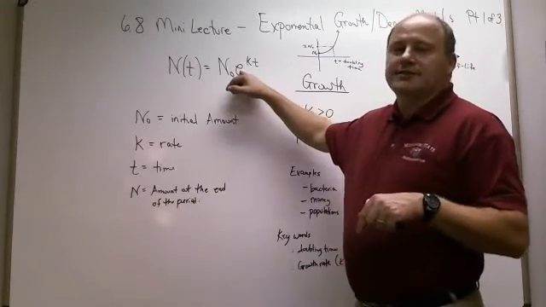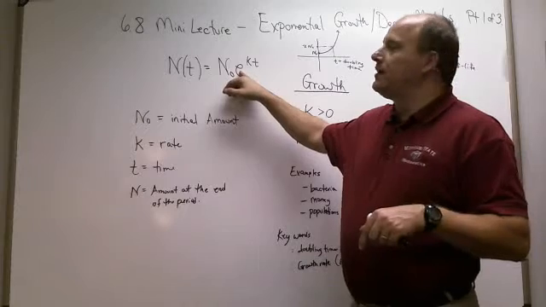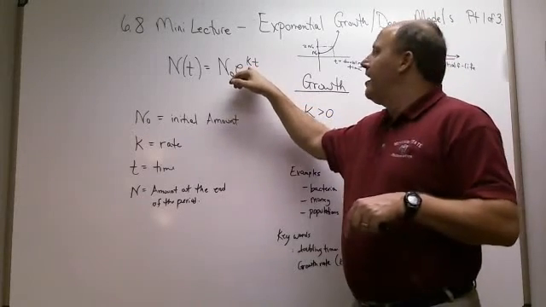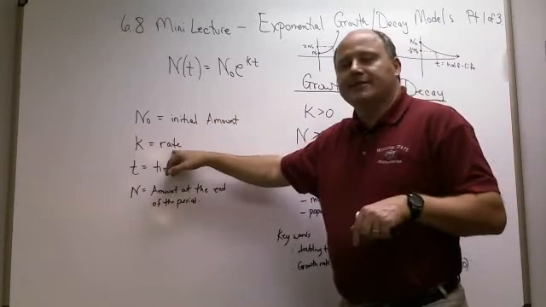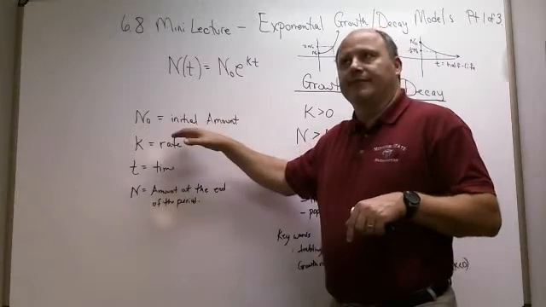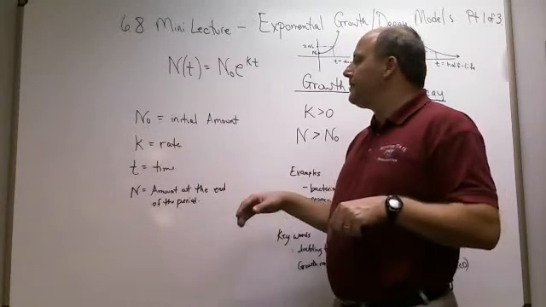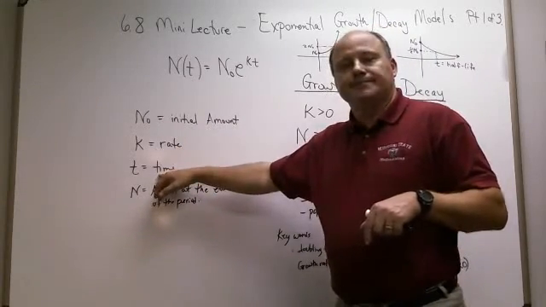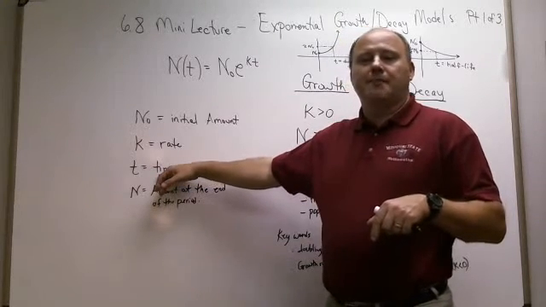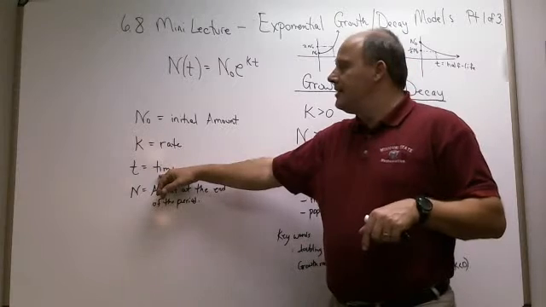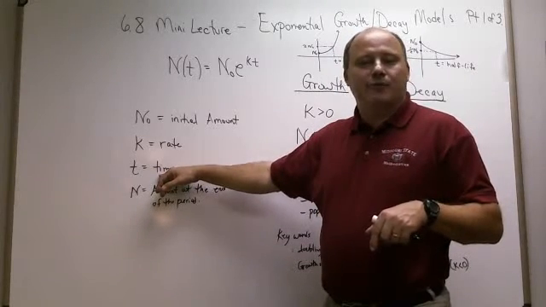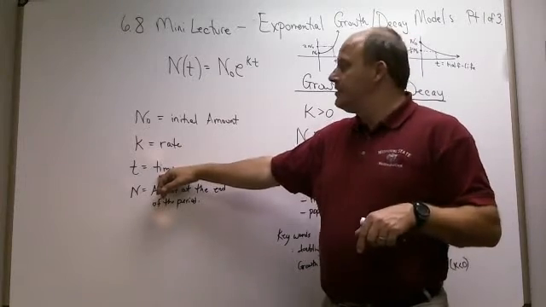E, of course, is Euler's number, 2.718. K is the rate. And if K is a certain value, it's a growth rate. And if K is negative, it could be a decay rate as well. T is time. And time could be in years, like it was on the continuous compound interest formula 6.7. But it may not. It could be in days. It could be hours. It could even be seconds.